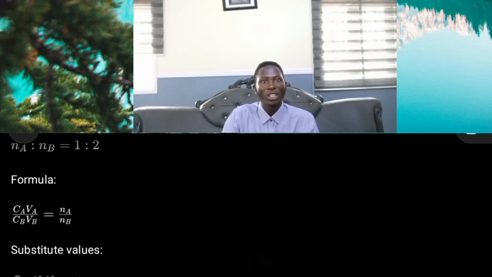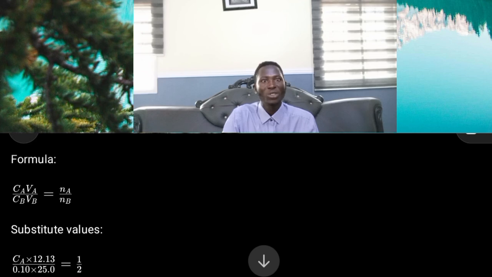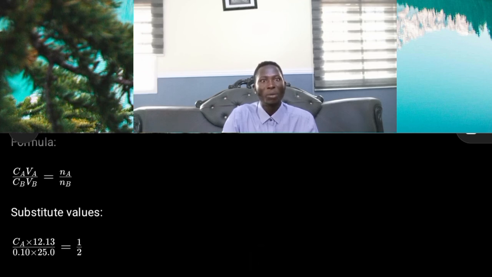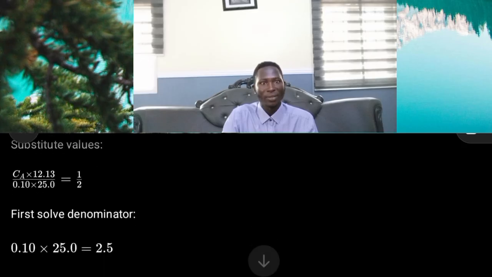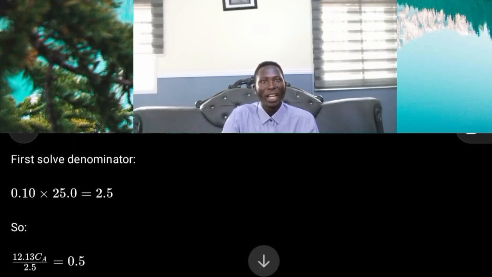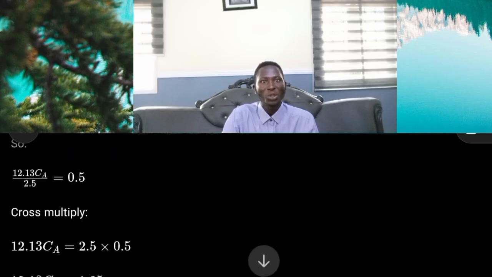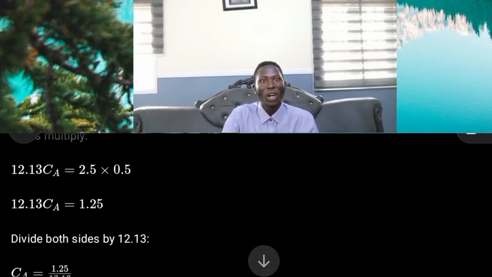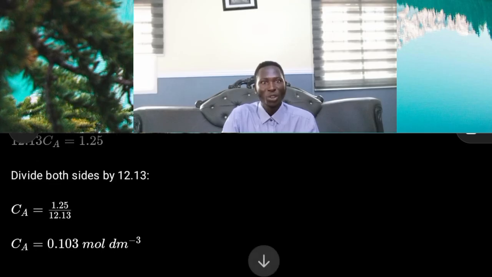So the formula you are using is CAVA over CBVB equal to NA over NB. Once you substitute, this is what you have. You first solve the denominator. After you solve everything, you can follow how they solve it, and then you cross multiply. So your final answer for CA is equal to 0.103 mole per dm³.